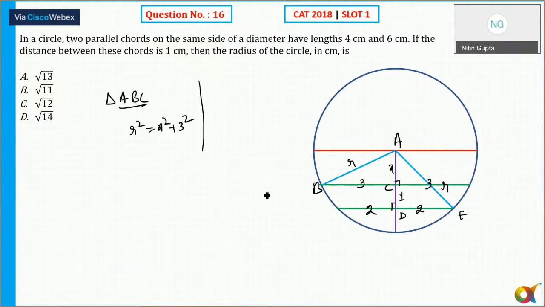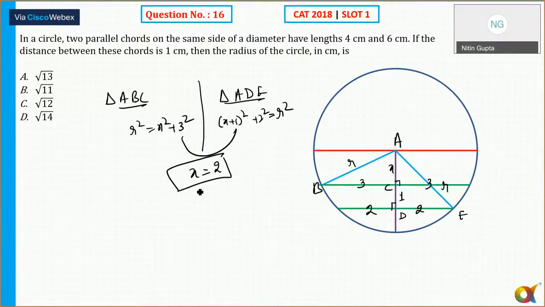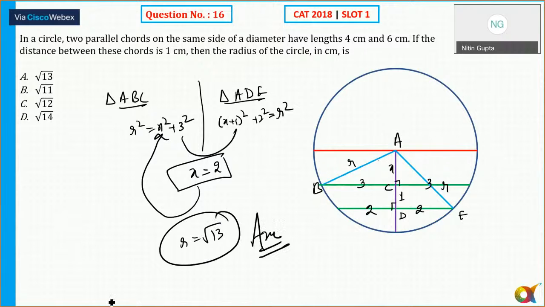And in triangle ADE, I can say that x plus 1 whole square plus 2 square is equal to R square. If I equate these two, you can find out the value of x. And the value which I have got by equating these two, x comes out to be 2. And if x is equal to 2, substitute in any one equation, so the answer is option A.